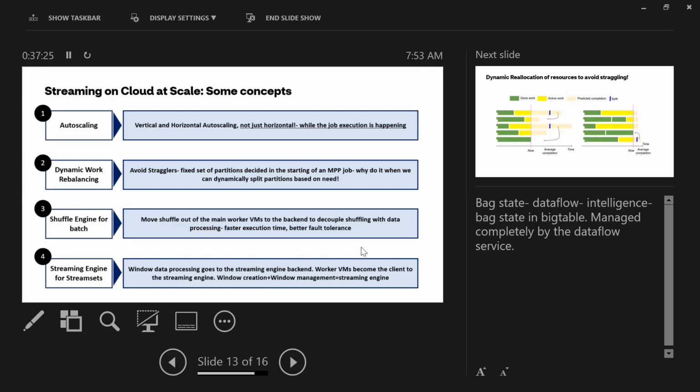Shuffle engine for batch. Shuffling is one of the most expensive operations in batch processing, theoretically and practically. It's always good to have the shuffle state separate from the streaming state. And the same thing with streaming: keep your windowing separate from your worker nodes. Keep them in a backend infrastructure that's separate. It will save a lot of hassle of autoscaling, upscaling, downscaling, etc. All these things are provided by Cloud Dataflow Prime today. So I just wanted to say that solving these challenges manually is not easy. You need a service that can do it for you so you can focus on your code and your business logic.